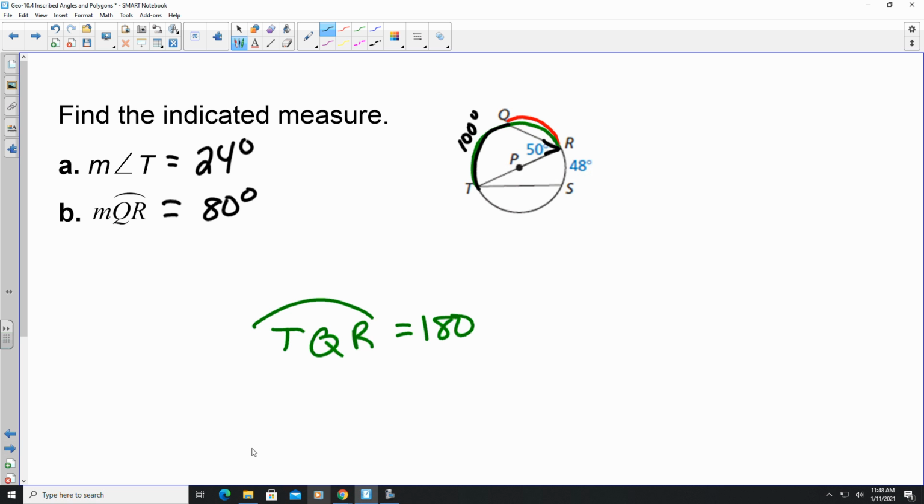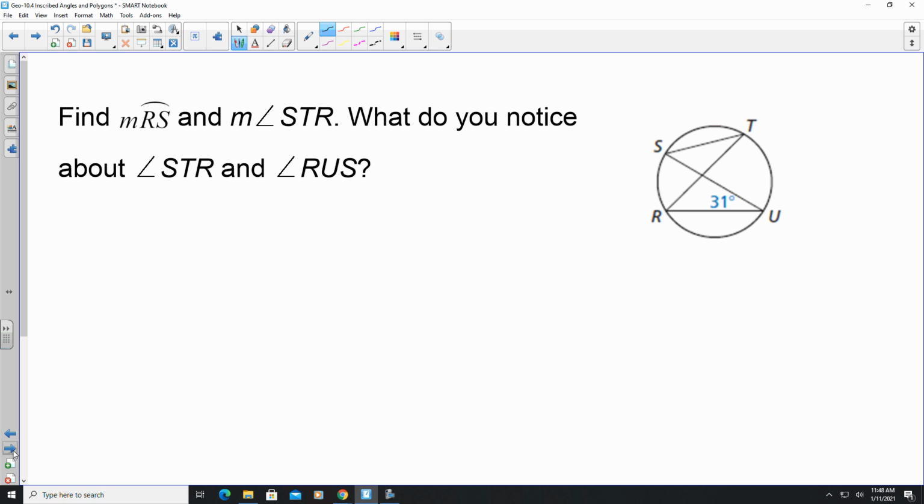Now, using what we just learned with that inscribed angles theorem, they want us to find the measurement of RS, and they want us to find the measurement of STR, and what do we notice? So here we have RS, which is currently right here. Well, we have this angle here that points to angle RUS.